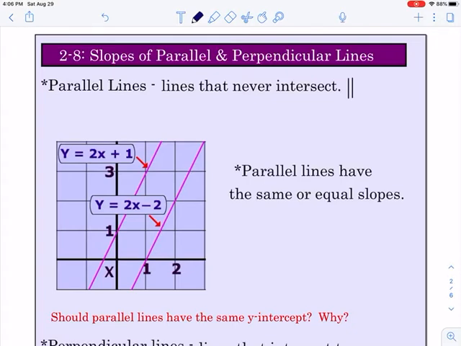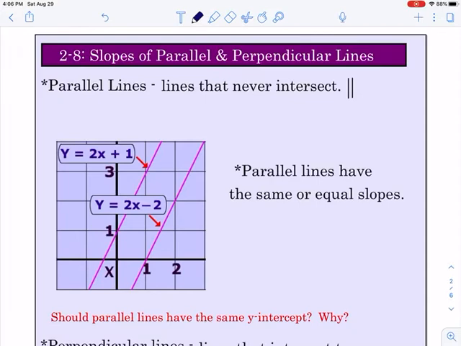Okay, so again, we've talked about this a number of times so far already this year. Parallel lines are 2 lines that never intersect. Okay, and the thing that's special about parallel lines is that they have the same slope, or they have equal slopes. So if you look at the picture over on the left, I drew 2 lines and then I just wrote what the equations were.